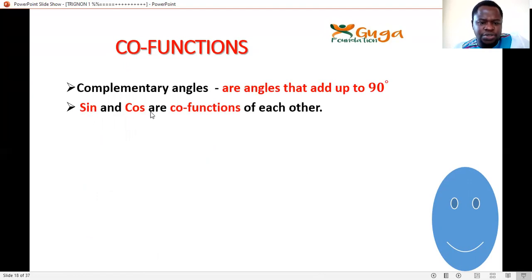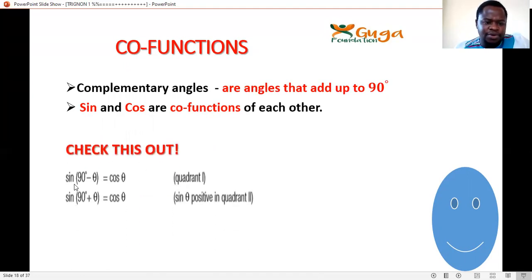Sine and cos are cofunctions of each other at what? At 90 degrees, right? So check this out. For example, sine of 90 minus theta is equal to cos theta. Why? Because 90 minus theta is in the first quadrant, and sine there is positive. Is it a cofunction? Yes, it's 90. So it will be cos theta.